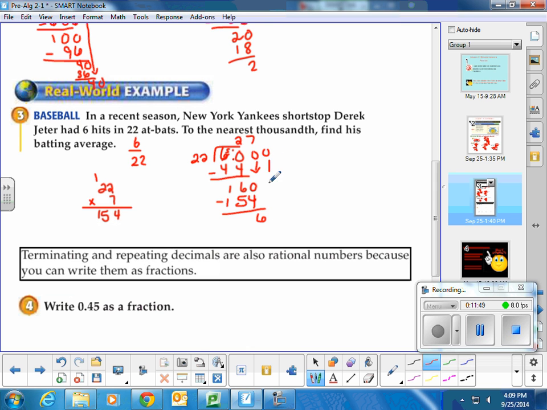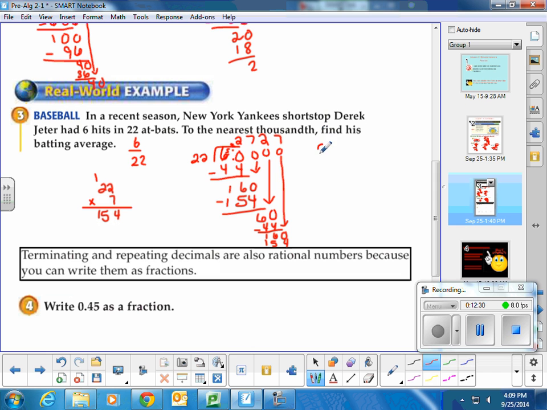Add a 0. Bring it down. 22 goes into 60 twice. 2 times 22 is 44. When you subtract, you get 16. Add a 0. Bring it down. Now we want to know how many times it goes into 160 again, and we said that was 7. 7 times 22 was 154. You'll notice that it's repeating 0.2727, and if we kept going, it would be 2727, and so on.